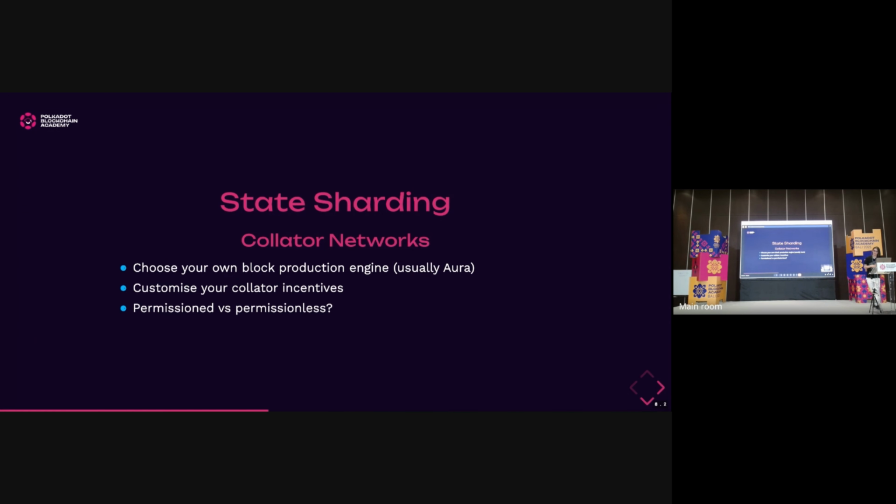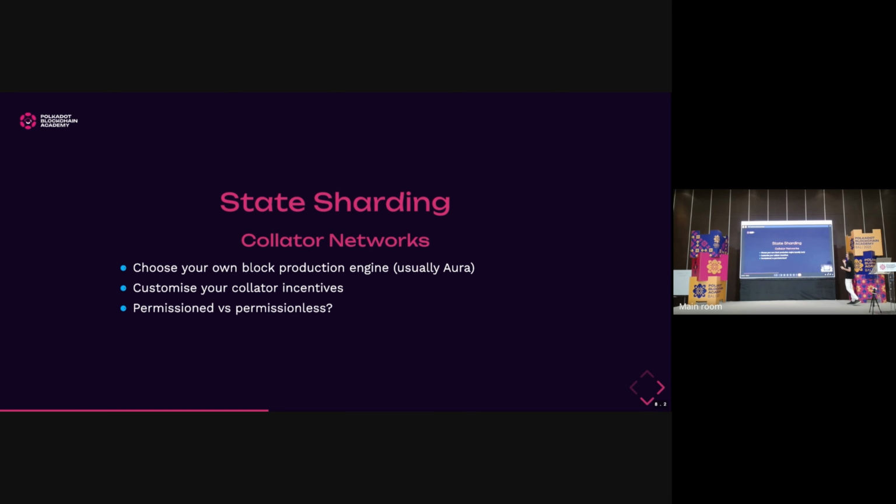So, collator networks. When you're building a parachain, you are first of all building your blockchain. You need to set up your RPCs, you need to set up your collators, you need to build your runtime, your WASM, and the big thing is to set up your collator network and all the things it will be responsible for. Collator networks have three main responsibilities.